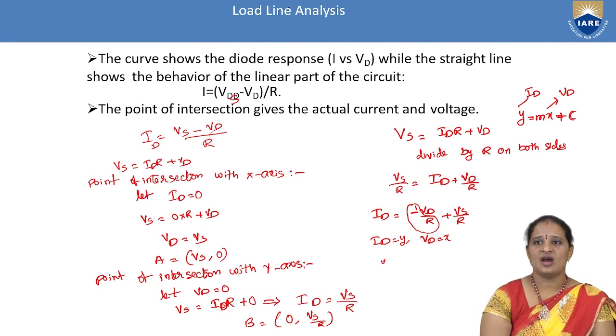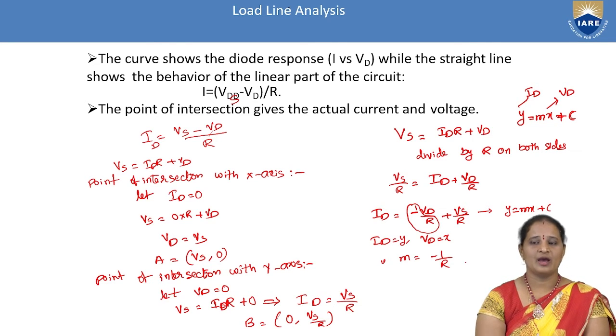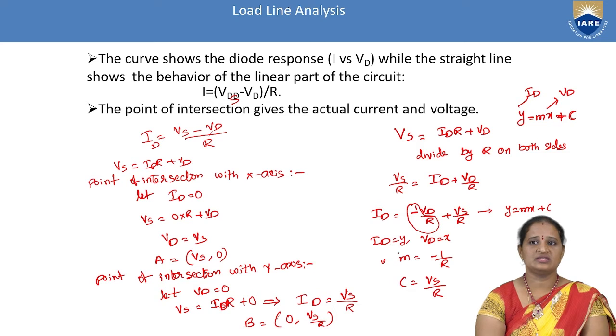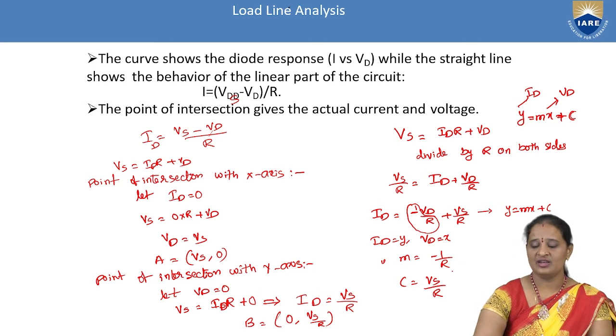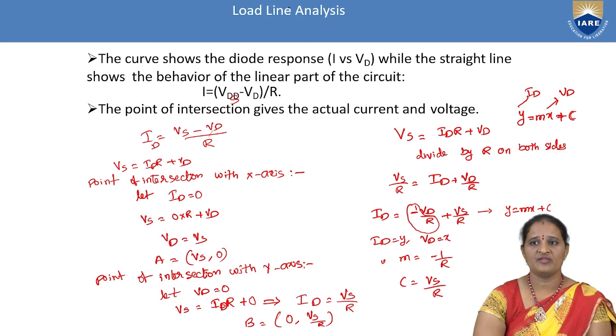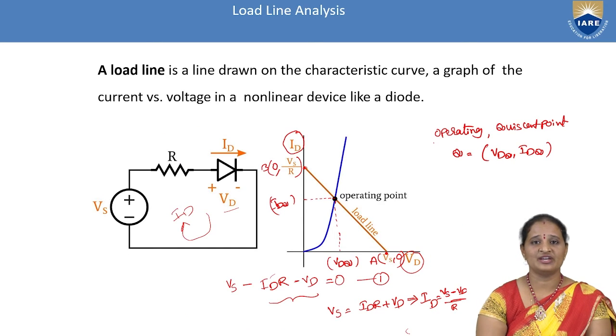So here, by comparing this with y = mx + c, I can say that the slope is equal to minus 1 by R, and the intercept value is Vs by R. So this is the slope of the straight line which we have drawn on the VI characteristic curve of the PN junction diode. So the slope is minus 1 by R. That means it is having a decreasing slope.